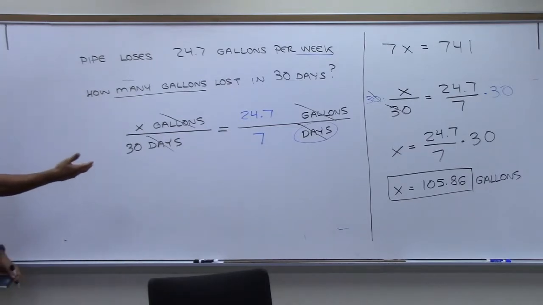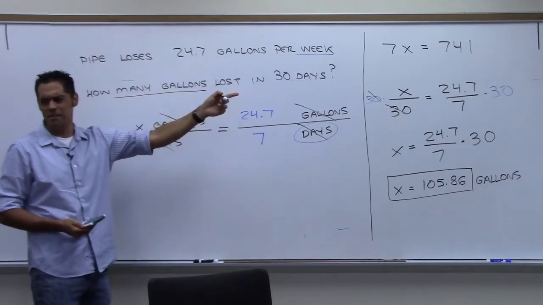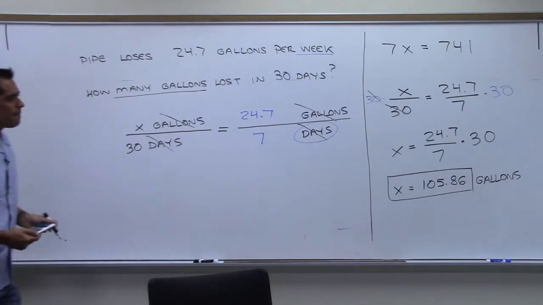Like if you got 2 gallons, you'd be like, wait a minute, hold on. I'm supposed to lose 24.7 in a week and I got 2 gallons in 30 days? It doesn't make sense. Questions?